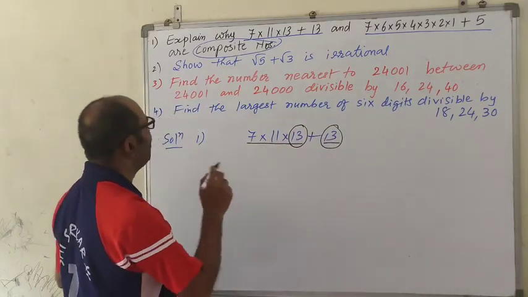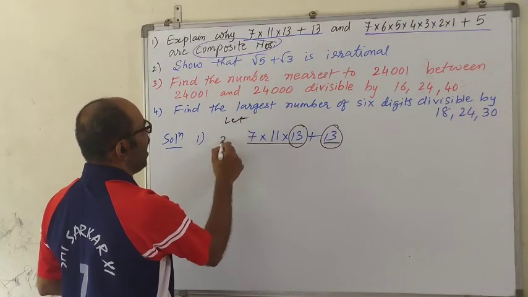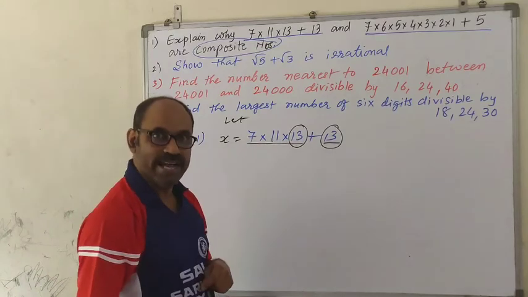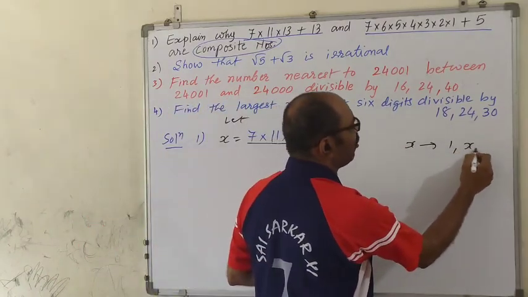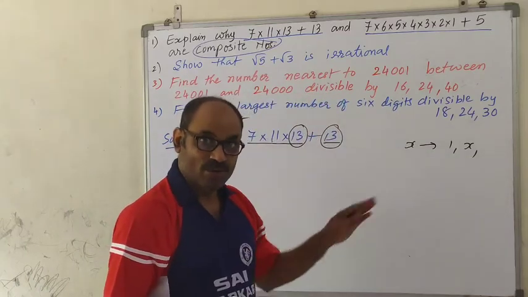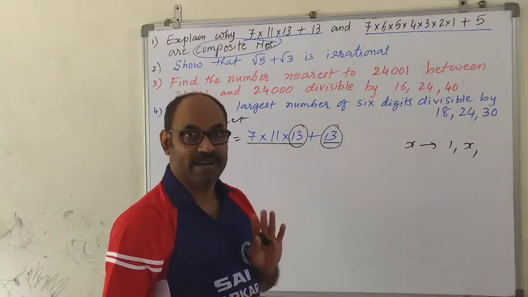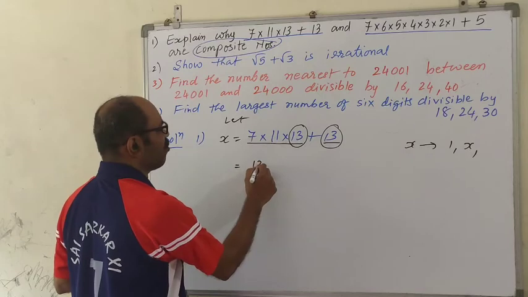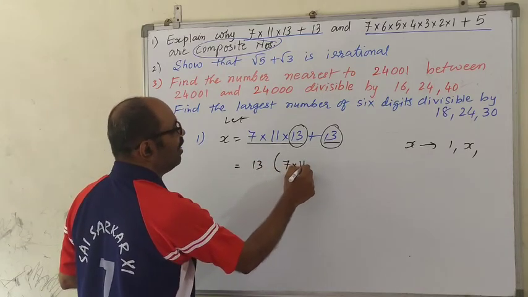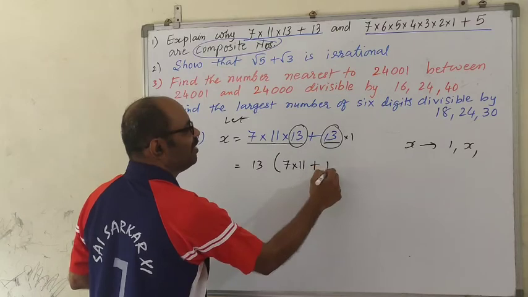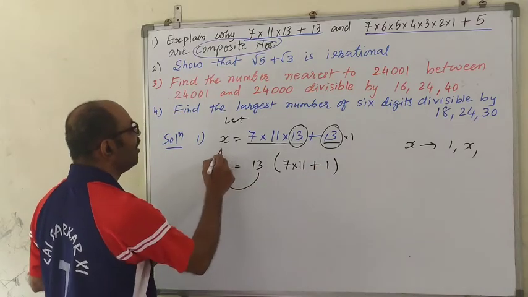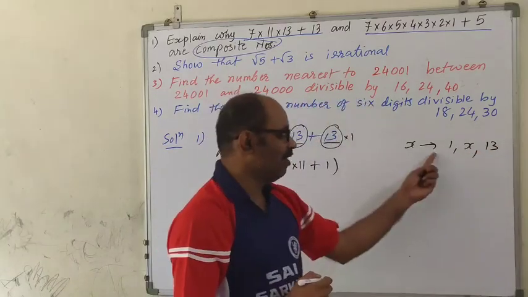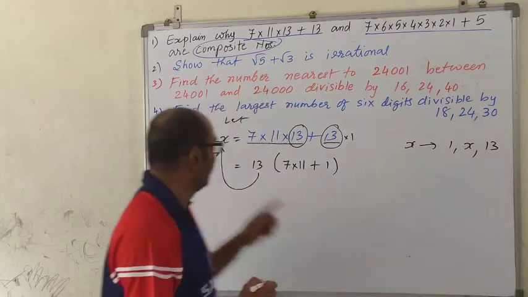Alright, children, first let x be equal to this. This number, the expression with two terms, I'm going to call it x. Now x has two factors of course, 1 and x, the number itself. We have to show that this x has a third factor also. On the right hand side, 13 is common. So in the bracket you will get 7 into 11 plus 1, you can imagine. Hey children, 13 is a factor of x. So you got the third factor. So now x has 3 factors. So x is composite.